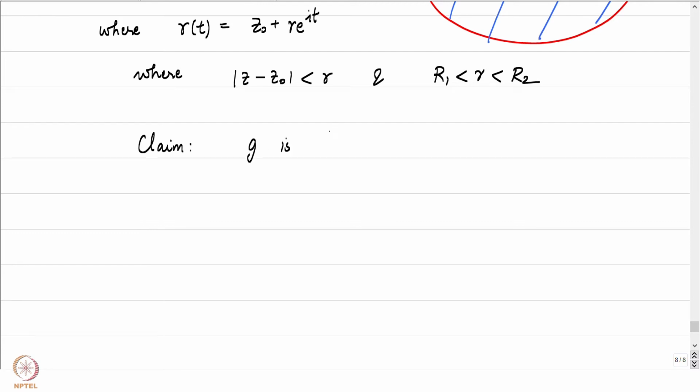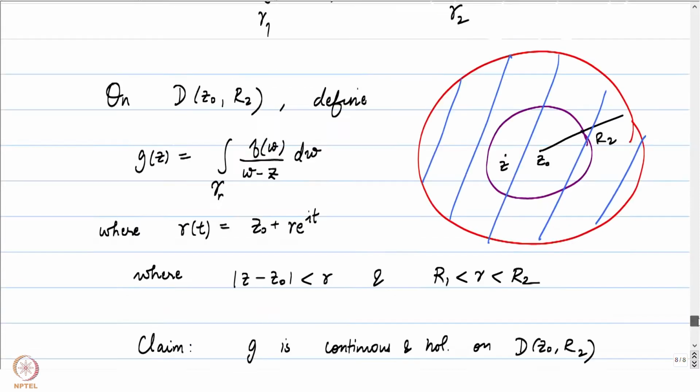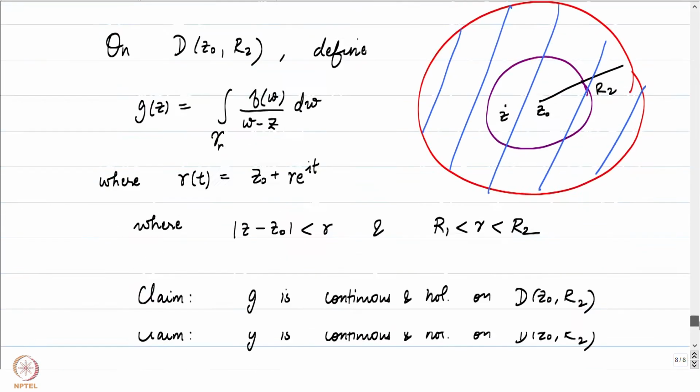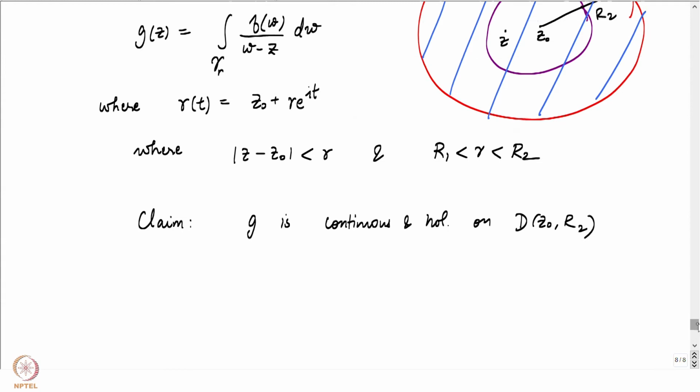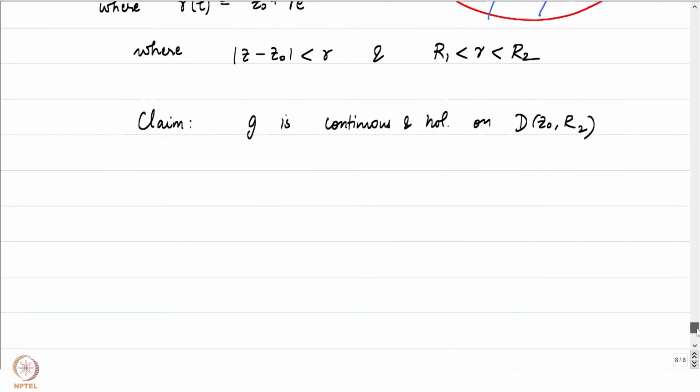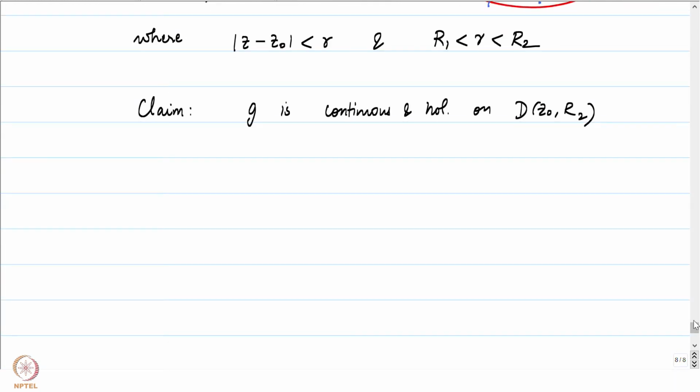g is a holomorphic function. It is in fact continuous and holomorphic on D(z0, R2). Did I put R2 above? Yes, R2. It is the bigger disk that we are looking at. So, the first check is to see that g is indeed continuous.